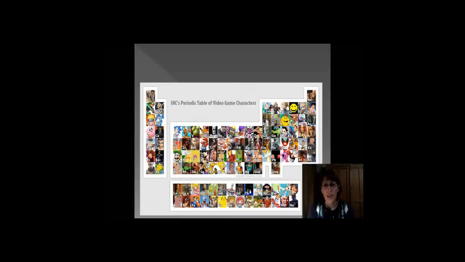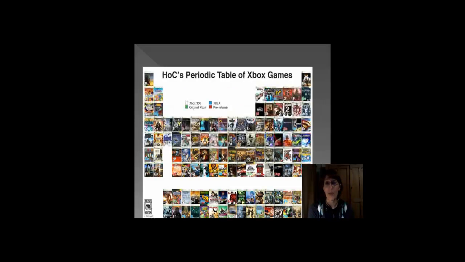This one is the periodic table of video game characters. You guys might even recognize more of these. You can pause this at any time, and so you can look at the pretty picture here. And this one is the periodic table of the Xbox games. So again, you'll probably see some that you recognize. And you can look these up online. You can just type in periodic table of Xbox games, and I'm sure it'll pop up. And that's it for this period.